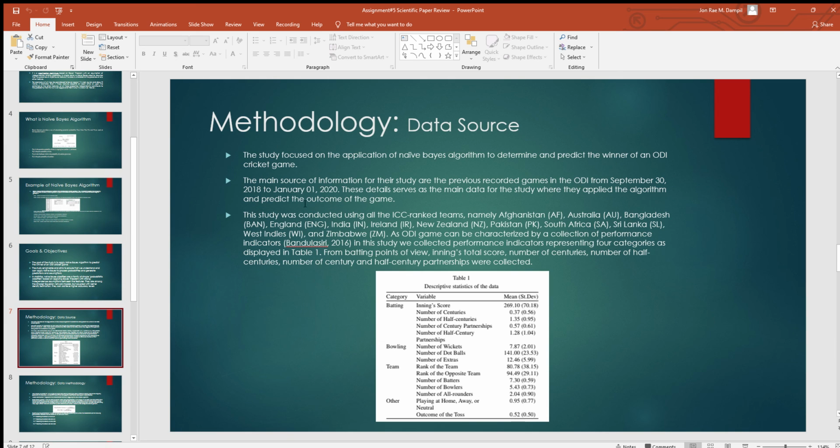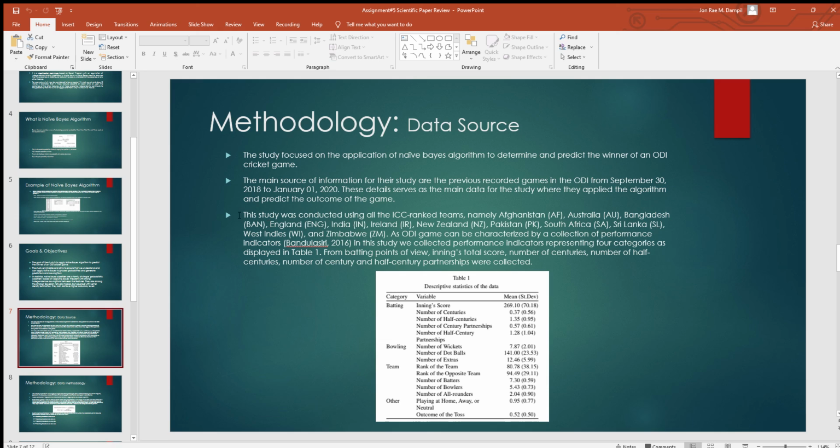Now, for the methodology, basically the data source, they have used the ODI records from September 30th, 2018 to January 1, 2020. So basically, these are previously recorded games. This data serves as the main data to study and apply the algorithm.